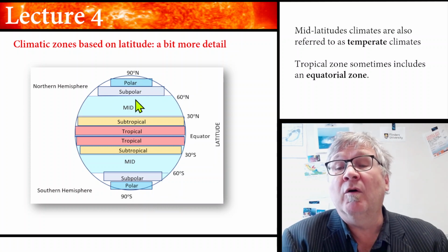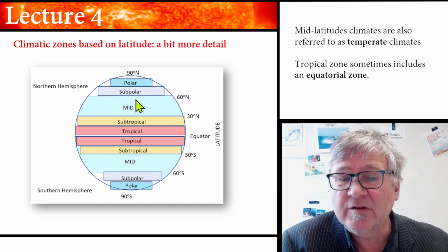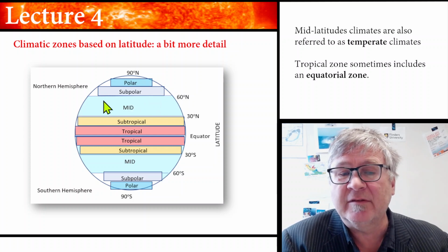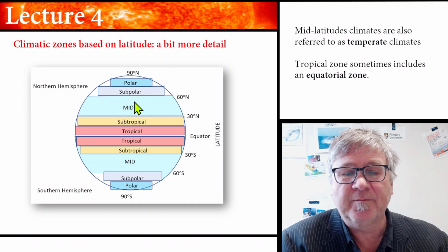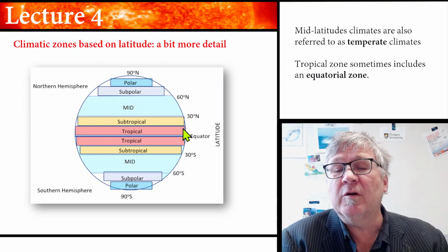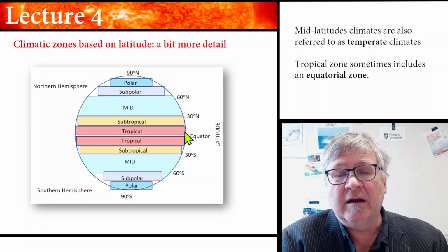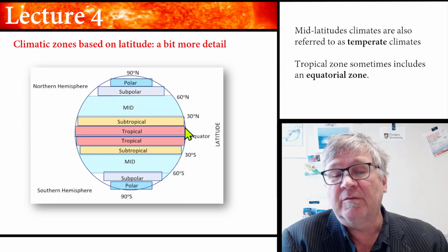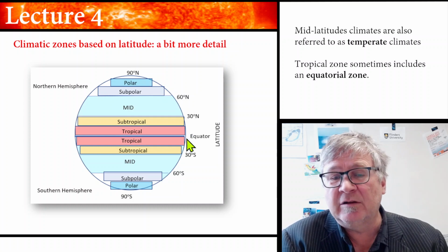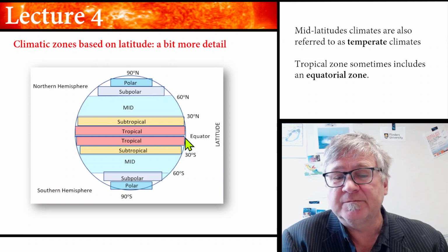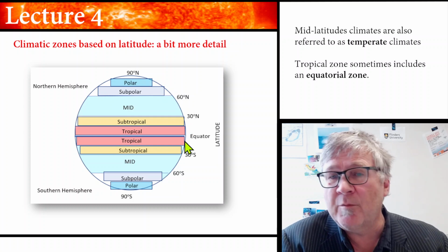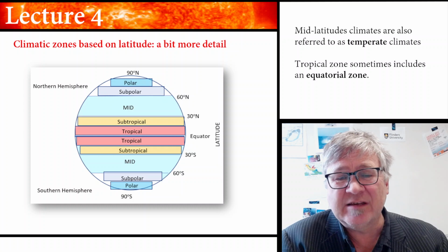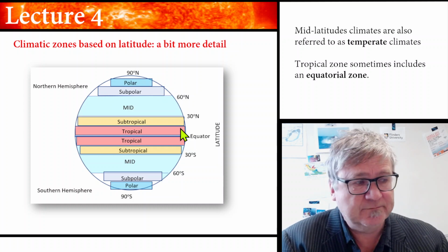Mid-latitudes are often also called temperate zones or temperate climates, the mid-latitude zones. Okay, and sometimes we also have an inclusion of an equatorial zone. The tropical regions are sometimes included in an equatorial zone. Okay, equatorial, say from 5 degrees south to 5 degrees north.